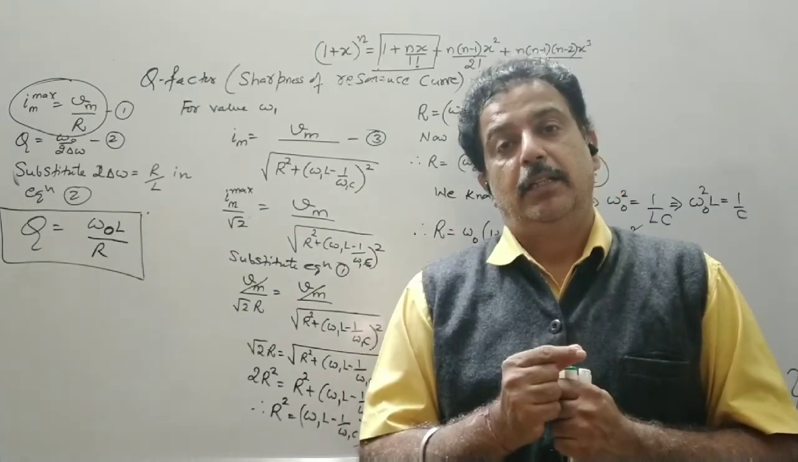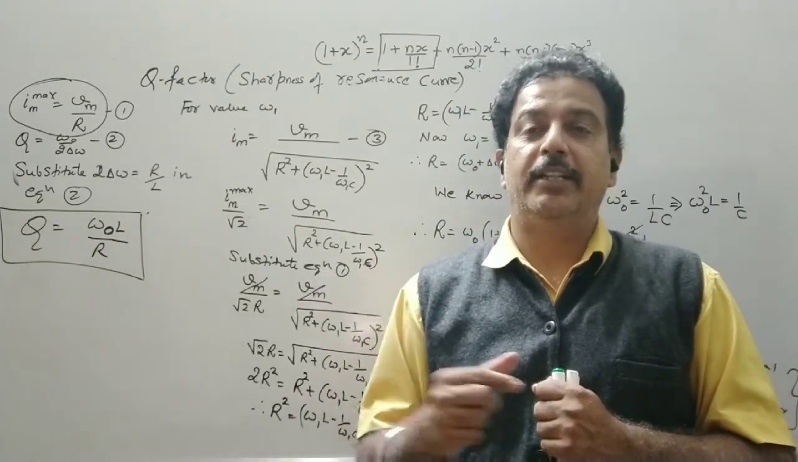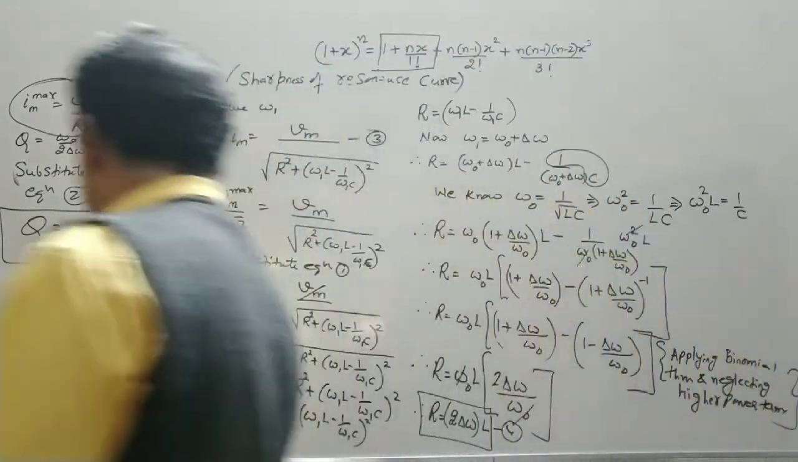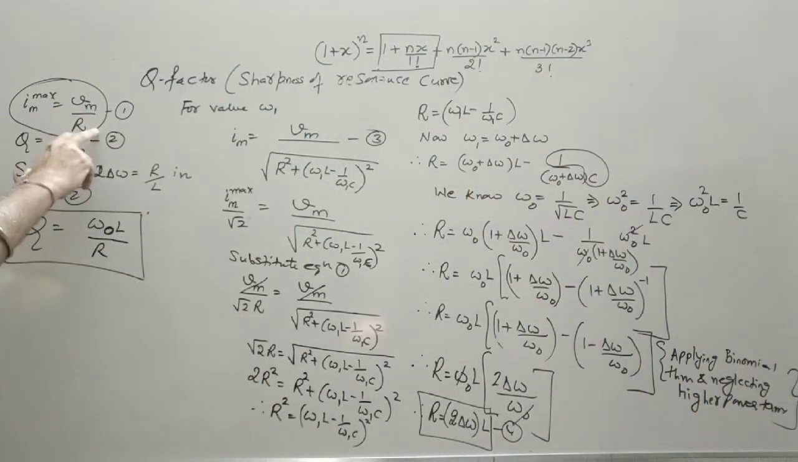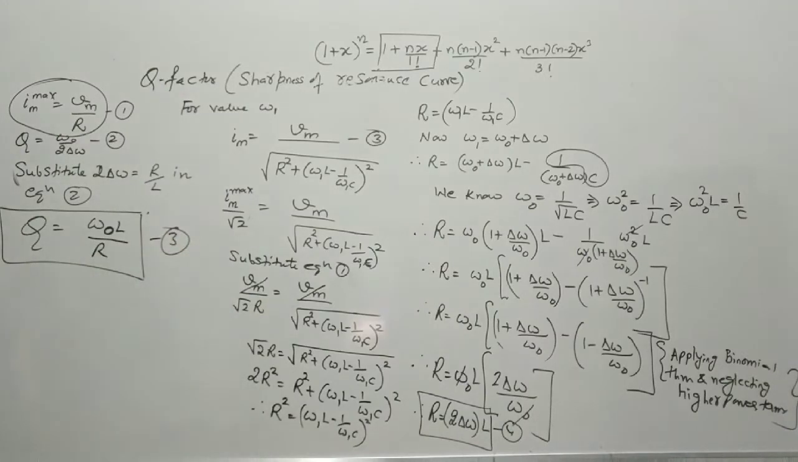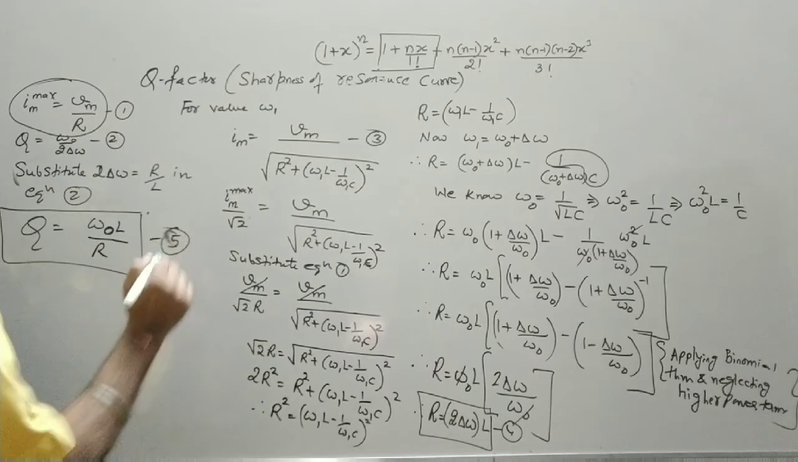And here the antenna of the circuit, or the radio or a TV, acts as a source of receiving the signal. So this is one formula of Q factor: omega naught by 2 delta omega. Now we got another formula. Q is equal to omega naught L by R. So let us name this equation as equation number 5.